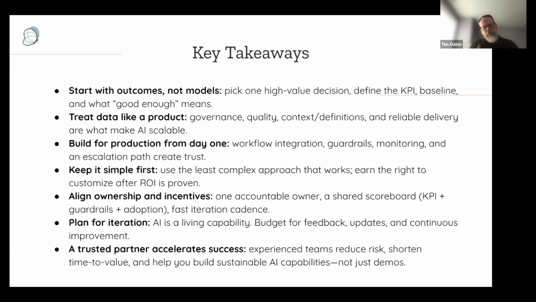They did a great A/B test with their internal people. And once they established that ROI, all kinds of doors opened for them inside the company. So I think aligning ownership and incentives is sort of an accountable owner, right? Somebody's got to say, yep, I'm going to own this thing. We're trying to move this KPI. We've got these guardrails in place to make sure that things don't devolve in other ways, and we're going to move fast. I think planning for iteration, AI is a living capability, right?